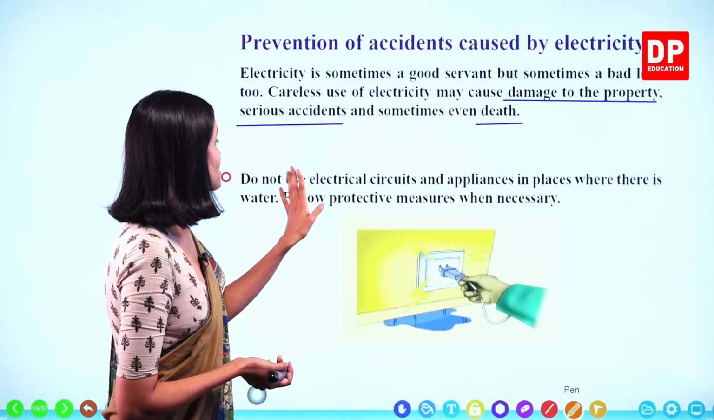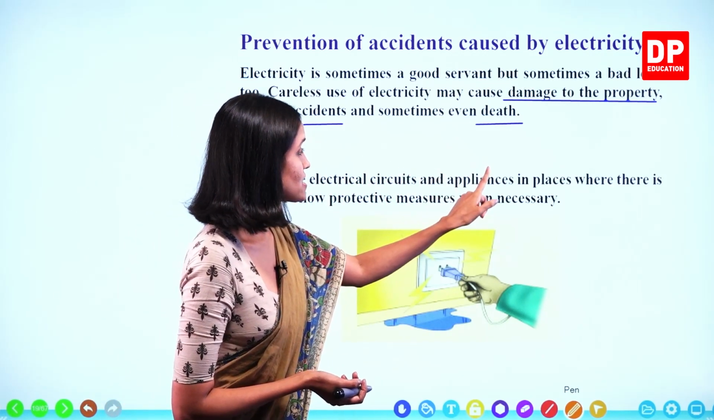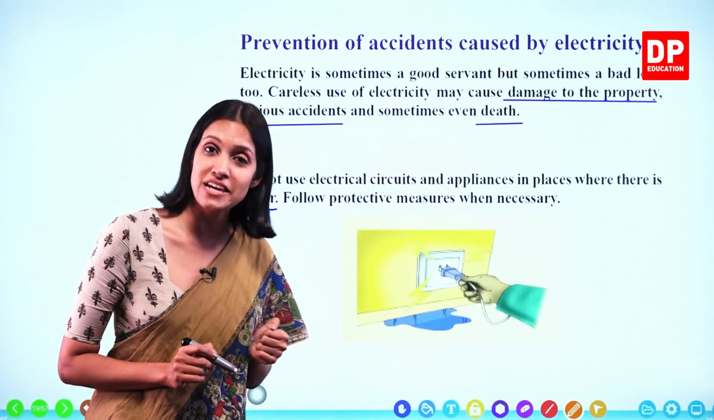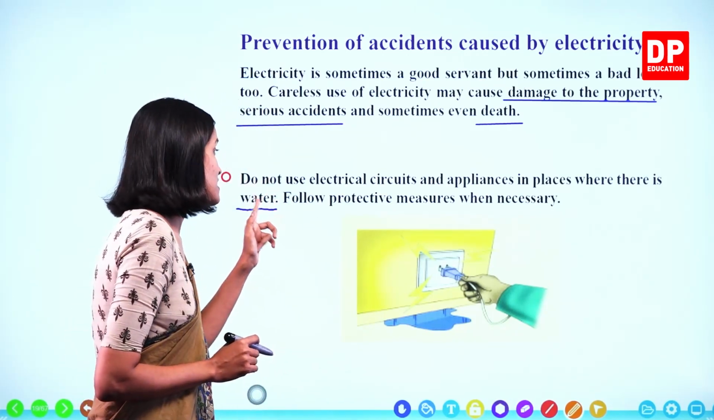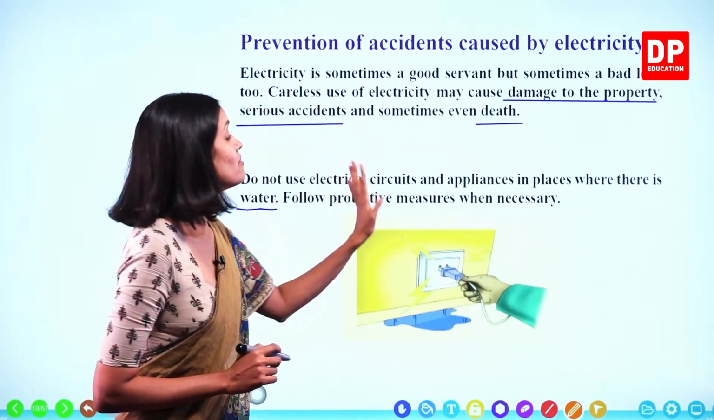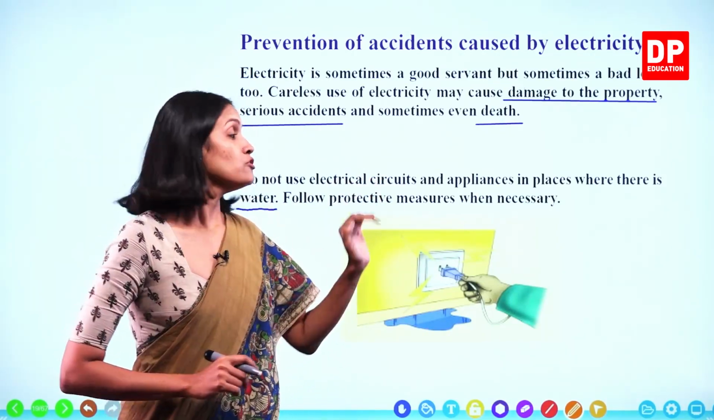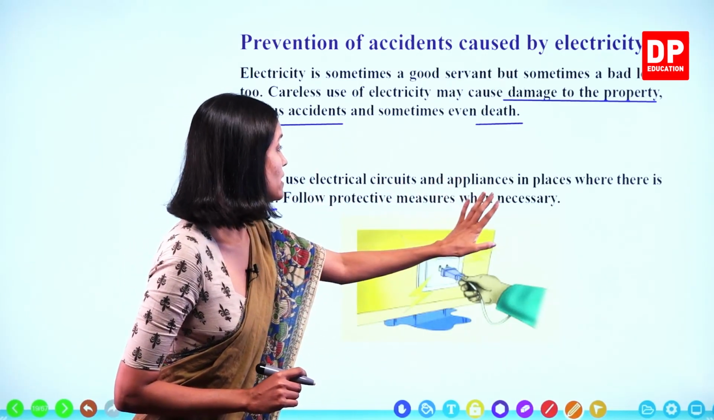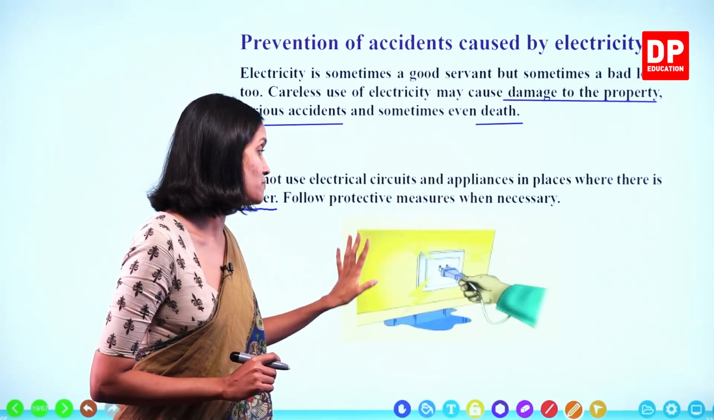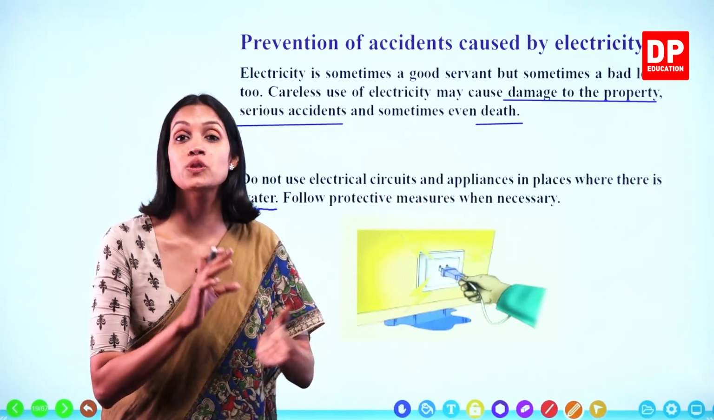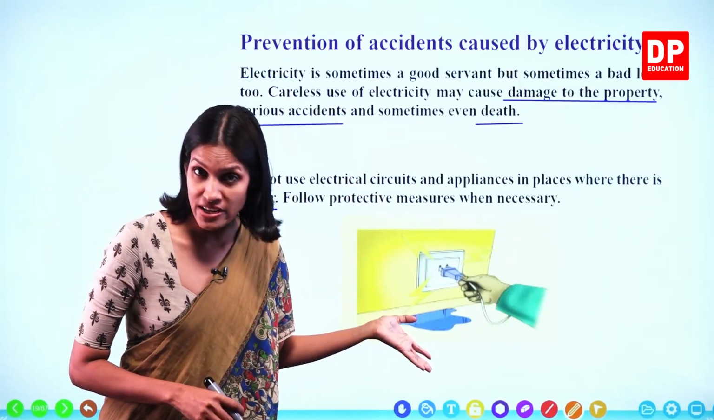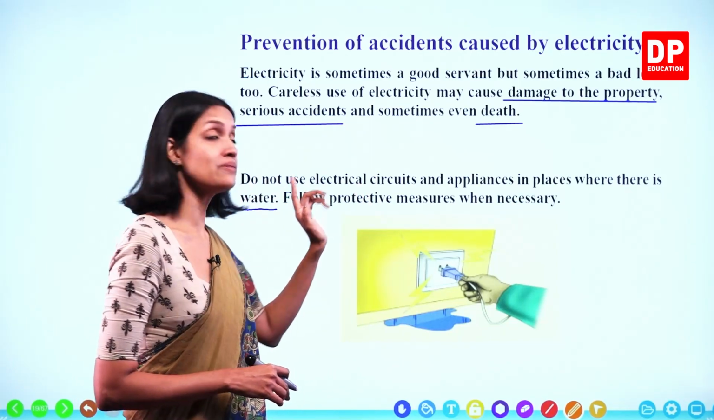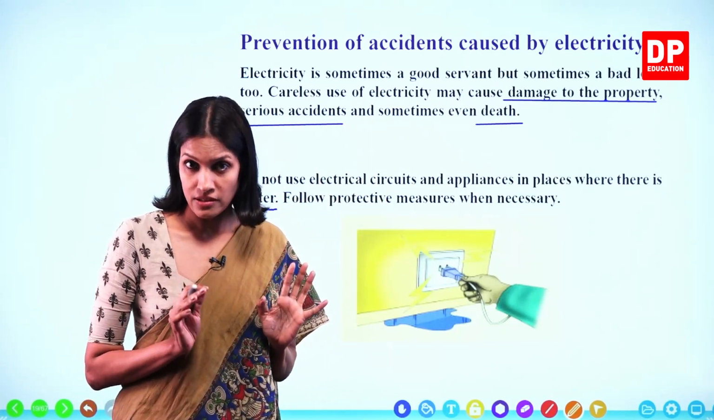Do not use electrical circuits and appliances in places where there is water. What is the reason, children? Because water conducts electricity, right? Therefore, whenever you handle electrical appliances, you should not handle them with wet hands. Follow protective measures when necessary. You should never ever handle these types of electrical appliances with wet hands. At the same time, during flood situations, you have to switch off the main switch, right, children? This is because water conducts electricity, right?